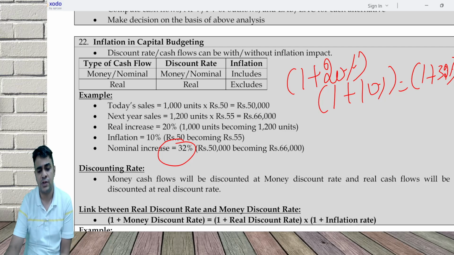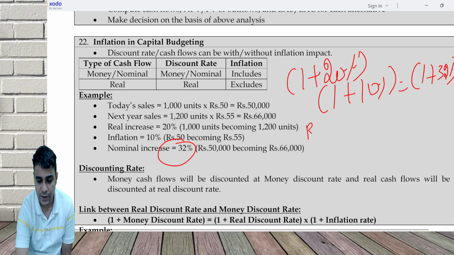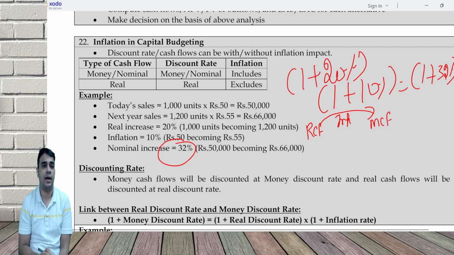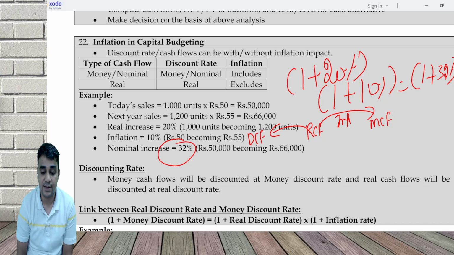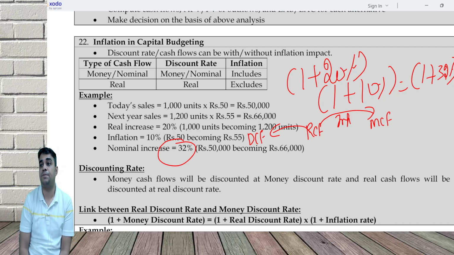So the approach is very simple. I have real cash flow. If you add inflation, it will become money cash flow. And if you discount this, it will become discounted cash flow. There is a DCF, there's an RCF, and there is an MCF. DCF is discounted cash flow, which is the present value. Real cash flow is excluding inflation. Nominal cash flow is normal cash flow, which you see.